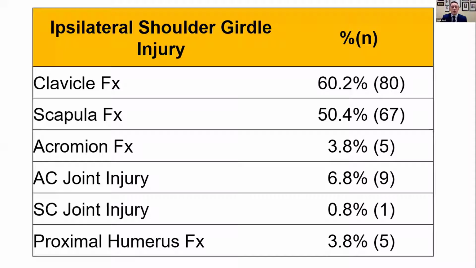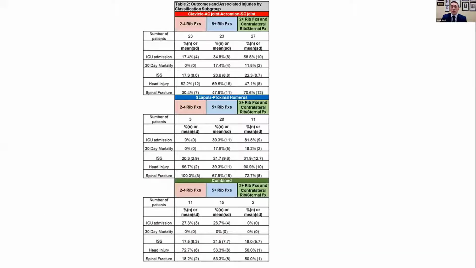So to be included with their shoulder injury, the majority of them were clavicle fractures, followed closely by scapula, very few acromion, AC, SC joint injuries, and proximal humerus fractures as well. So this is some of the data that we pulled out of these patients. We did a review, we went through everything.